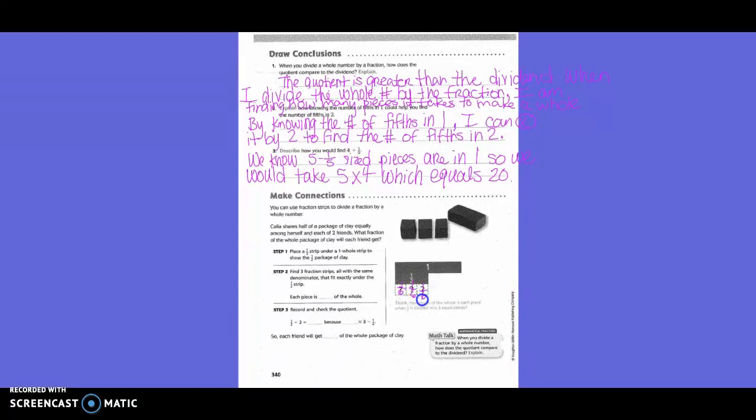And then would that make sense? If I did 1/6 3 more times, would that equal 1? Yes. Okay? So each piece is 1/6 of the whole. Record and check the quotient. 1/2 divided by 3 is 1/6 because 1/6 times 3 equals 1/2. So does that work? Yes. So each friend will get 1/6 of the whole package of clay.